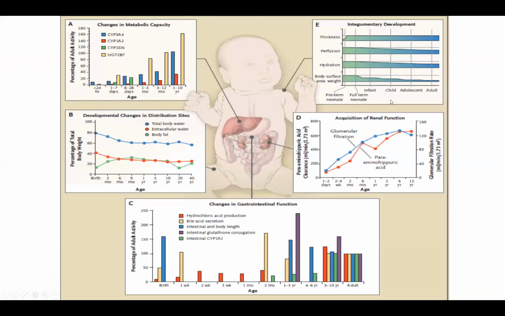This slide just shows you the vast differences in terms of metabolic capacity, the distribution, the GIT function, the renal function, as a child ages. So it's really, really important to consider this when we're extrapolating data, and with any kind of drug decision. Doses are going to change from months to years as we progress and the body develops.